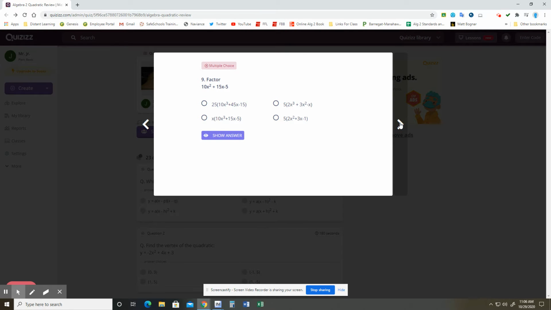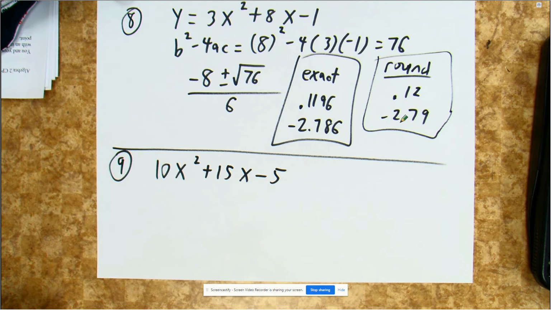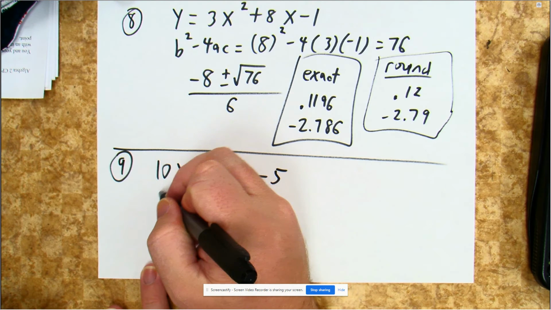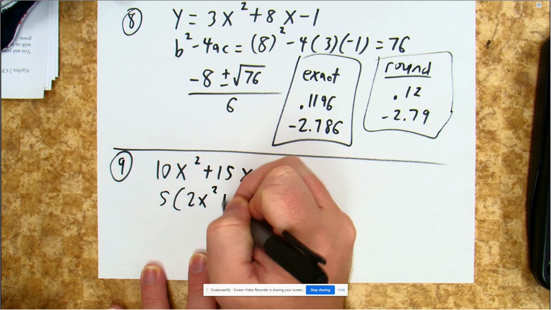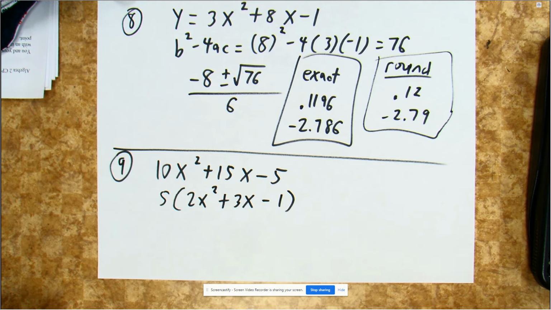Looking at number 9, asking you to factor. Now again, this problem is not asking you to solve. It's asking you to factor. It's not asking for a solution. 10x squared plus 15x minus 5. Right off the bat, I notice a greatest common factor of 5, which I'm going to take out. And then I'm going to begin the Tucker method.